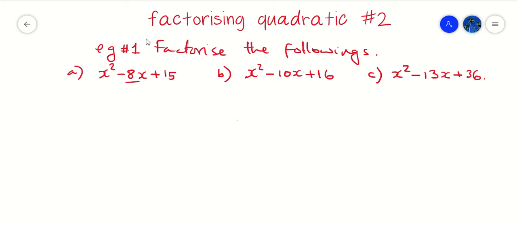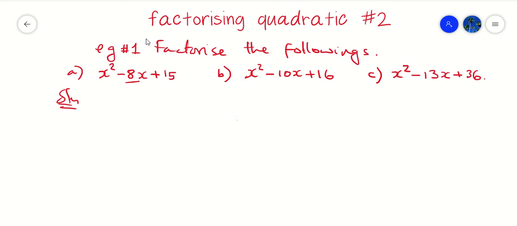Kwa hiyo katika examples ambazo tutafanya leo, previously tulifanya ambazo everything was positive, lakini sasa the middle term itakuwa na negative, na tutafanya when c is negative. Tutaona jinsi gani tunaweza kufanya. Basically the process is exactly the same na kama tulivyofanya mwanzo. Kwa hiyo we look at part A.